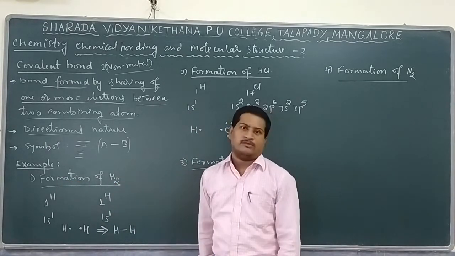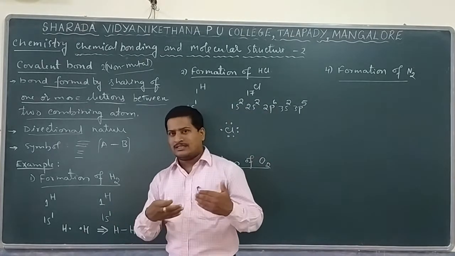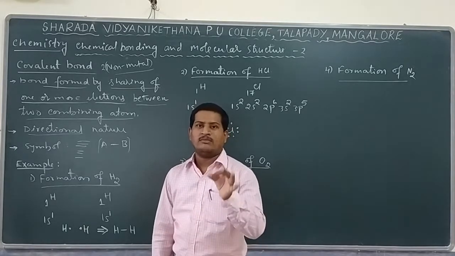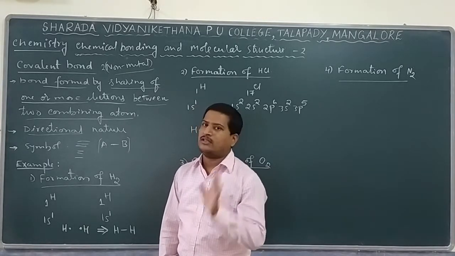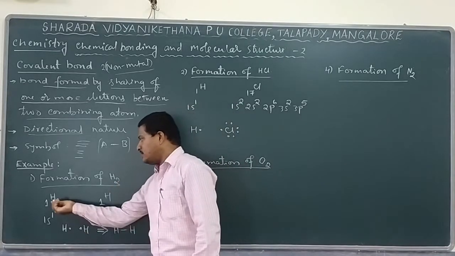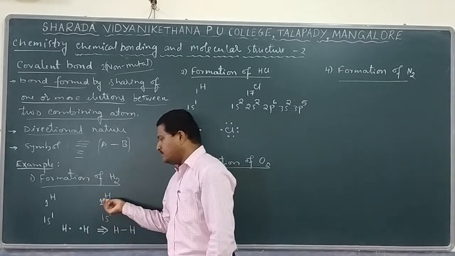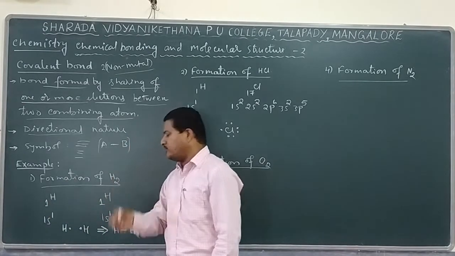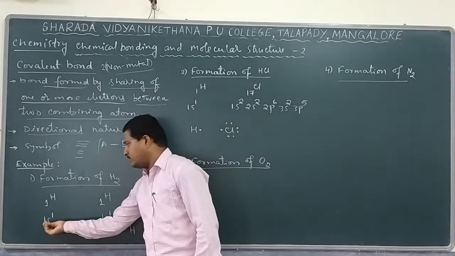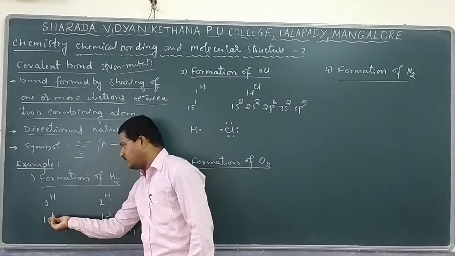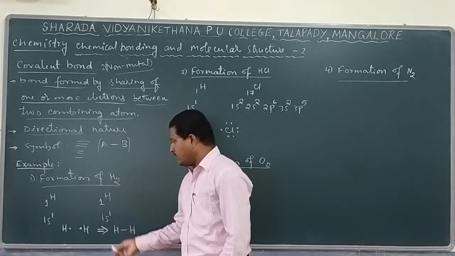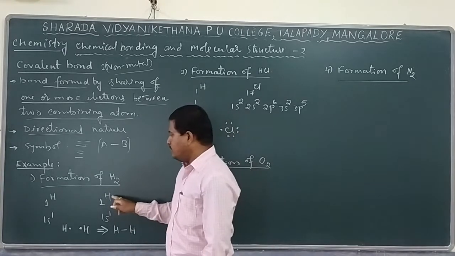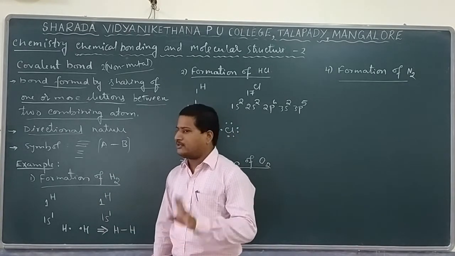H2, the hydrogen molecule. In the last classes I said that to write any bond or type of bond formation, you must first write the electronic configuration. Here two hydrogen atoms are there, the first hydrogen and the second hydrogen, and the atomic number of each is 1. If you write the electronic configuration, 1s1 is the electronic configuration for this hydrogen, and 1s1 for the next hydrogen. That means both hydrogens have the same atomic number and the same electronic configuration.